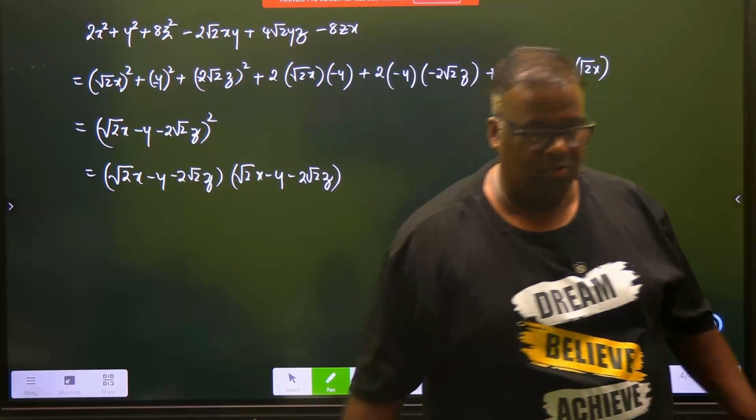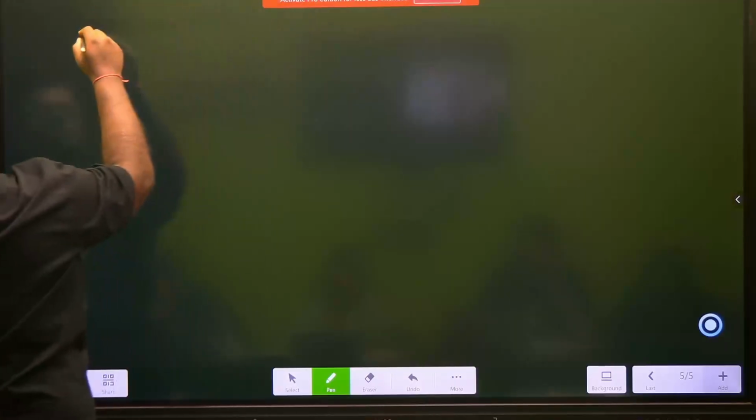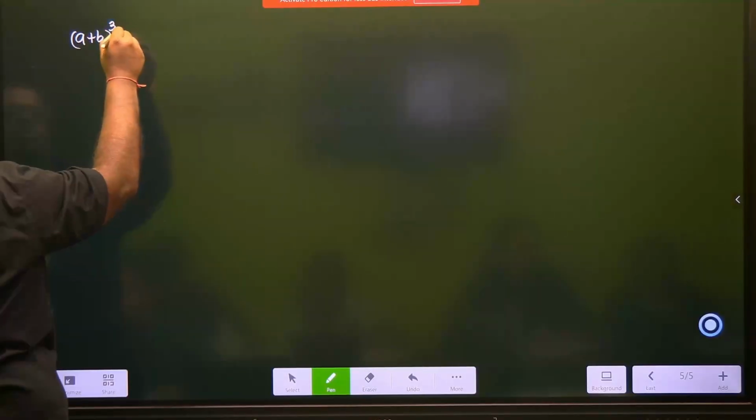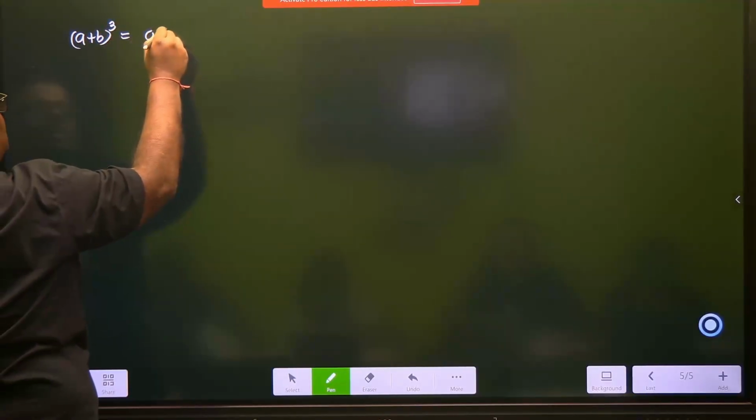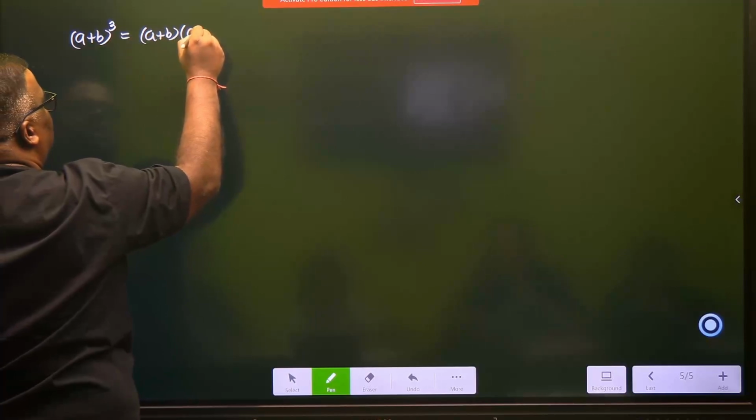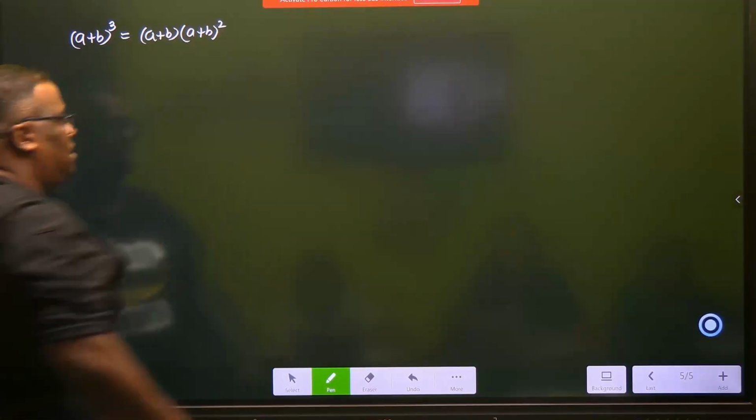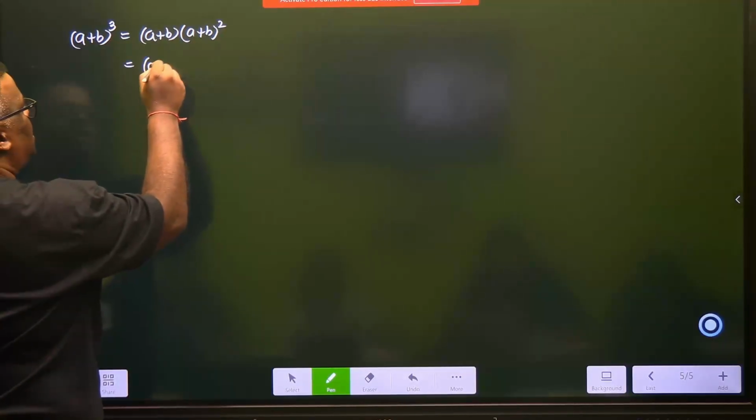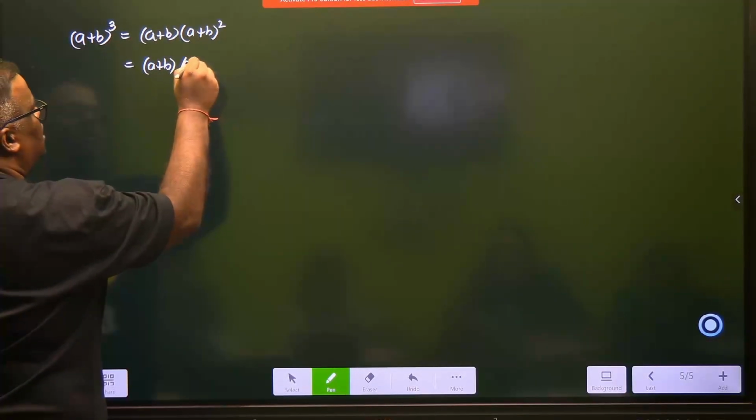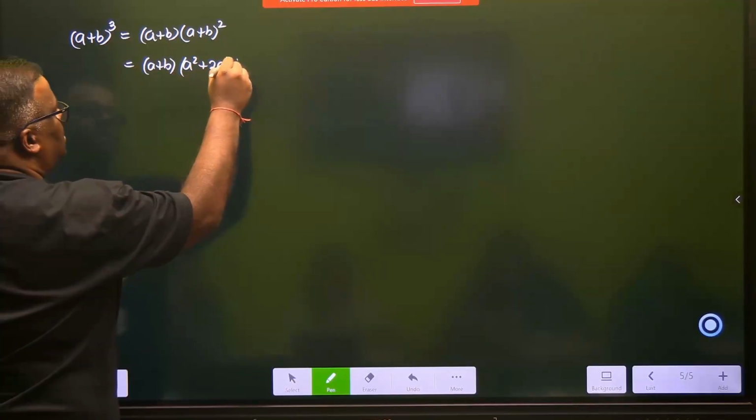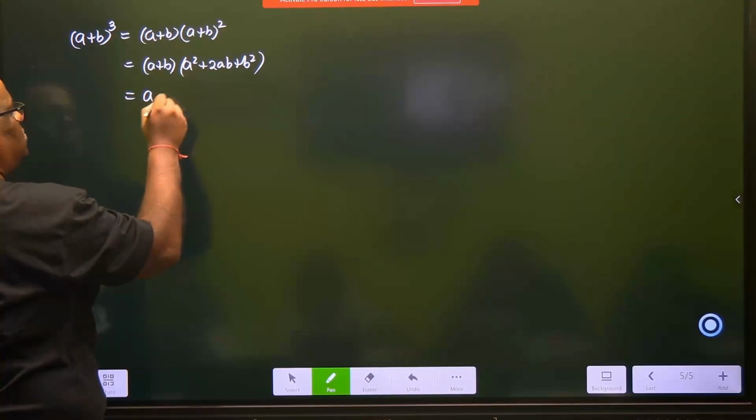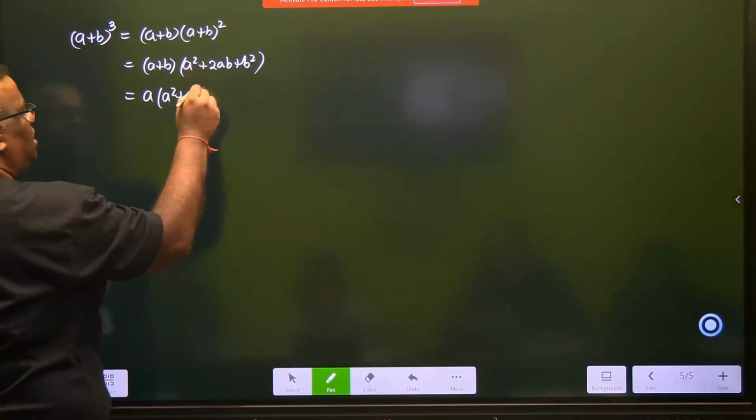Fine. Now let's do problems. Okay. Let's see our formula for, these are called cube formulas. A plus B whole cube. Suppose you have forgotten, this can be written as A plus B multiplying A plus B whole square. Is this pretty understood? Right. So let's see the expansion. We take A plus B and expand this as per grade 8, A square plus 2AB plus B square. Got it? So now A will go and multiply this bracket, A into A square plus 2AB plus B square.